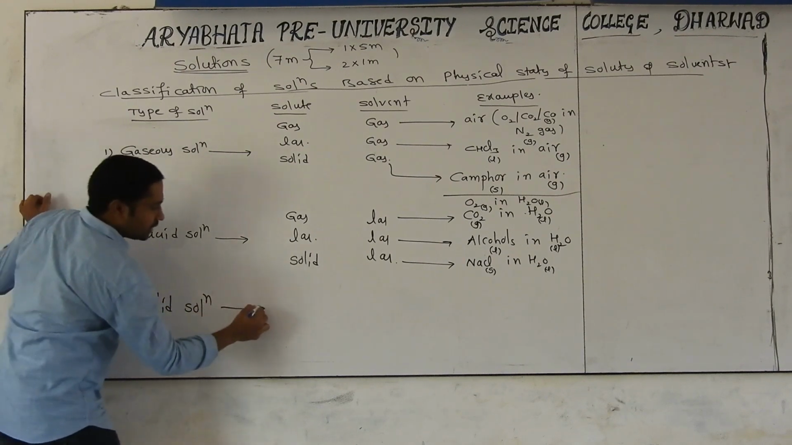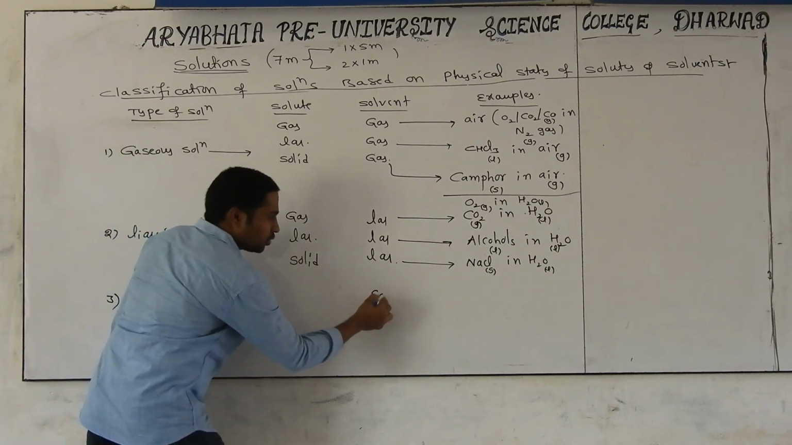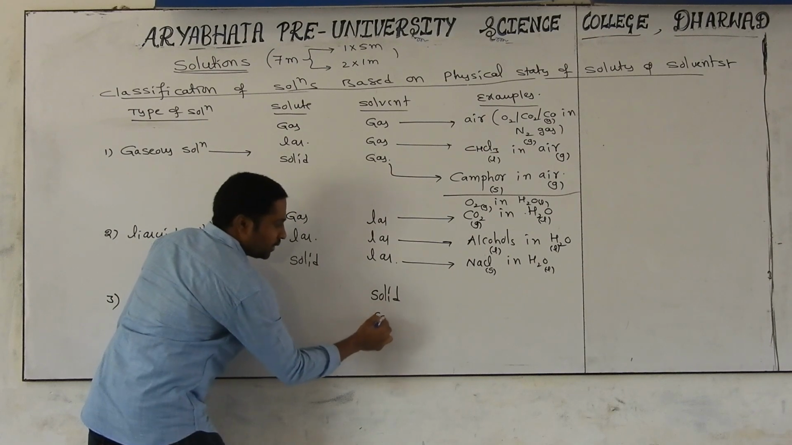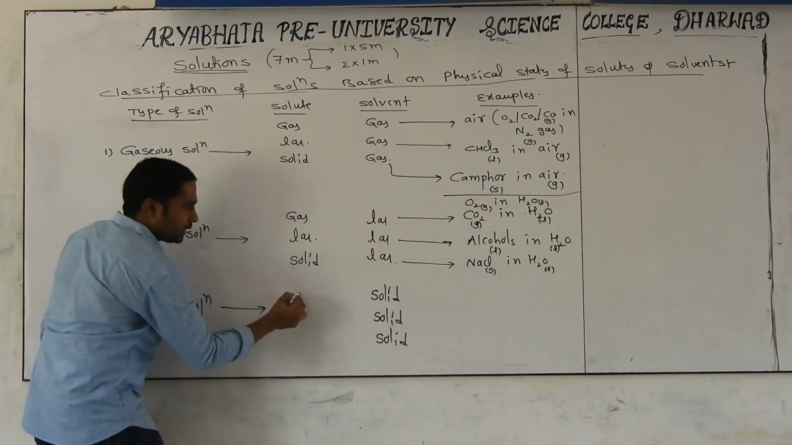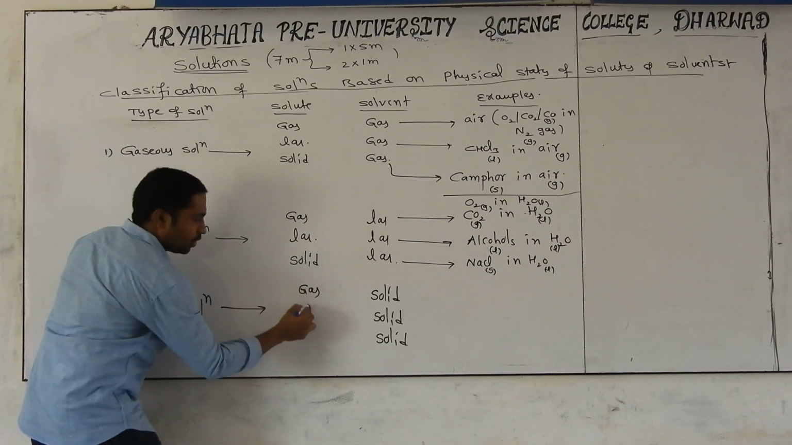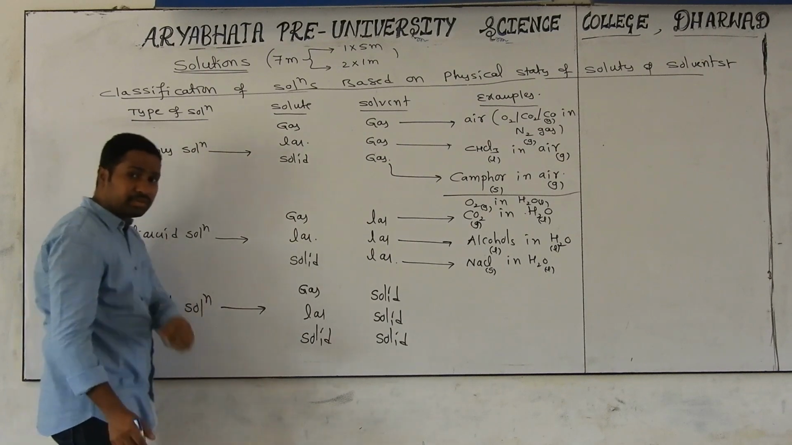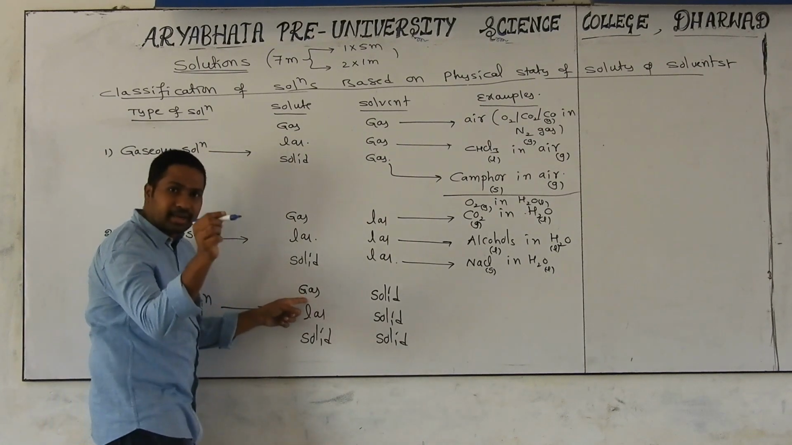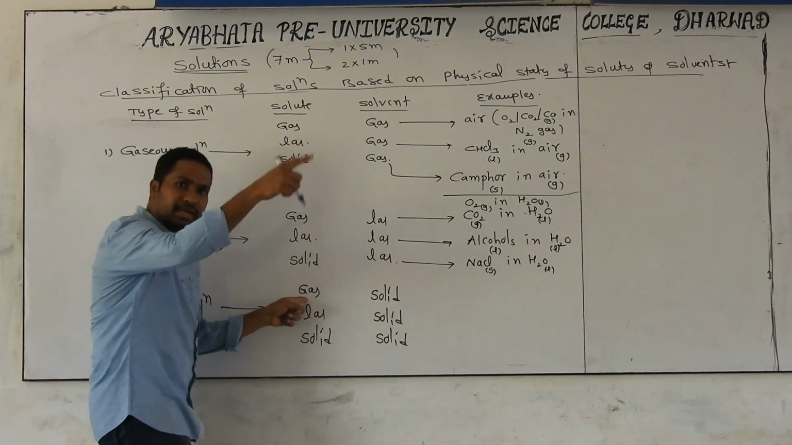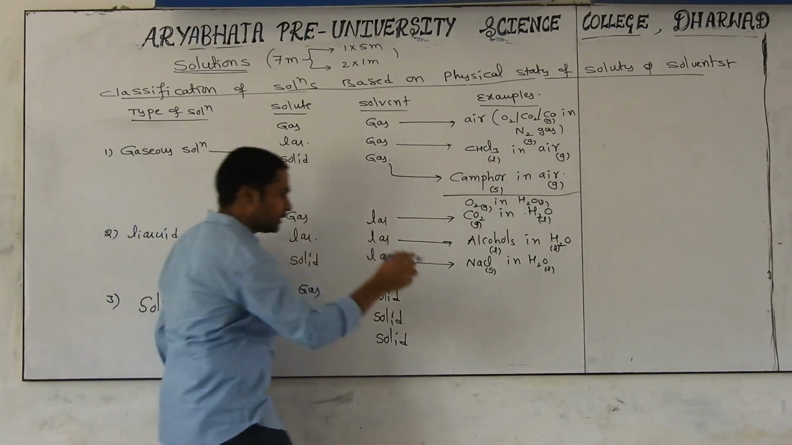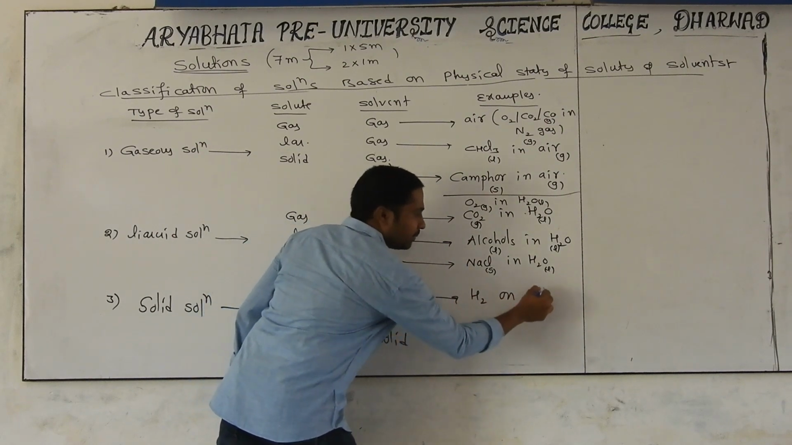Solid solutions. Under solid solutions, what is the specification? The solvent should be solid, but the solute may be gas or liquid or solid. Can you give the example? A lesser amount of gas particles should be mixed with a large quantity of solid. Finally, it should appear in a solid phase. The best example is hydrogen in palladium.